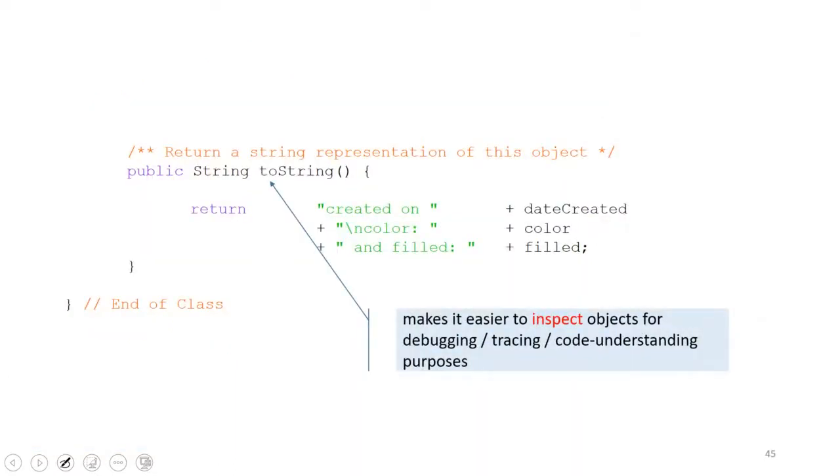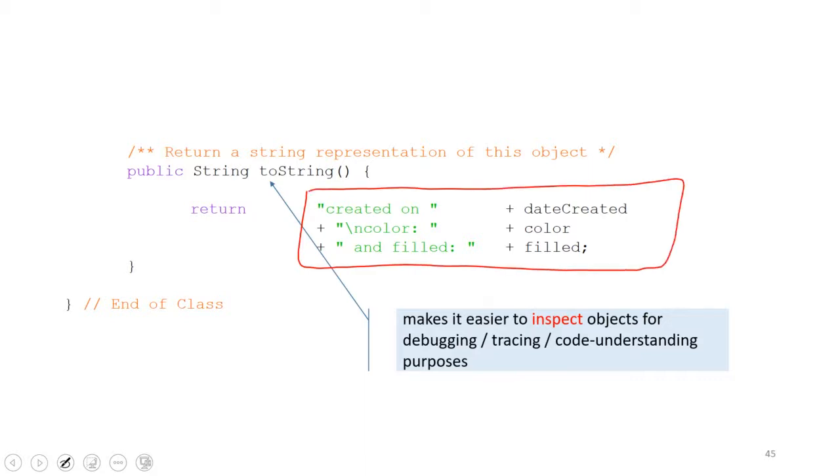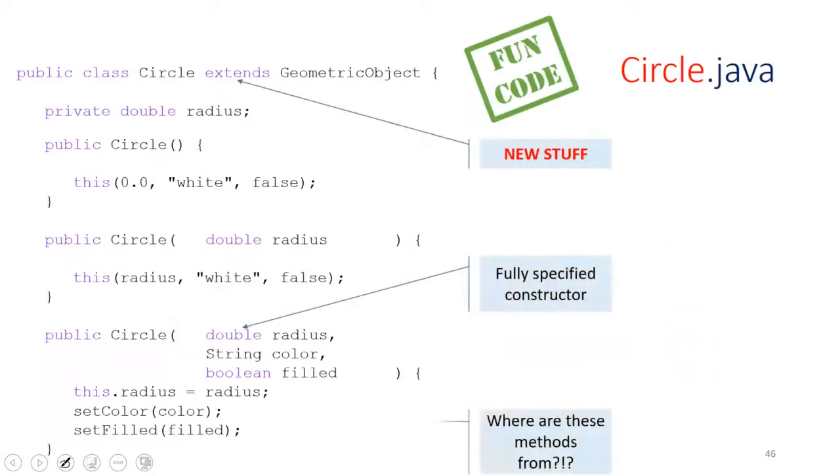Then, more interesting, the toString method. So when I call toString on a geometric object, it's going to return a string that says, hey, this object was created on, here's the date, the color of this object is color, and its filled, yes or no, boolean filled, true or false, okay? And that's it. So I have done everything that I could do inside this class, everything that is common to all geometric shapes. Actually, if you go back to the UML diagram, I could have implemented a few more methods. I'm just going to leave them as an exercise. Come to office hour if you need help with that. It's relatively straightforward. It's just like one or two getters or setters that have been omitted here. That's all. Now let's go to the more interesting stuff.